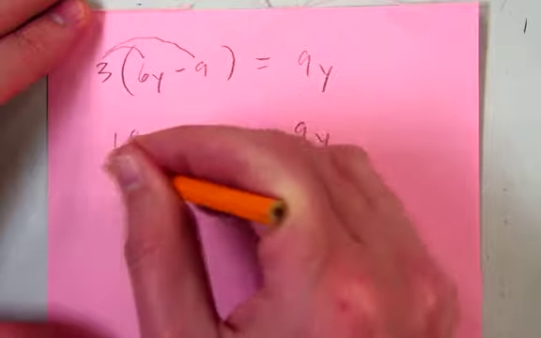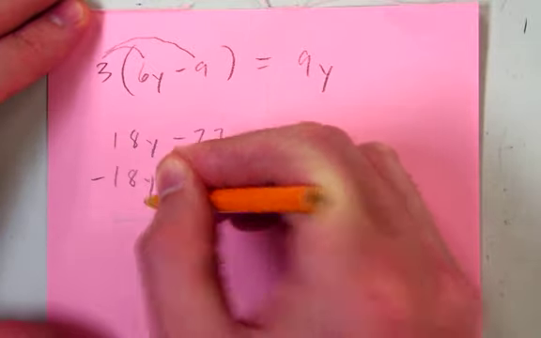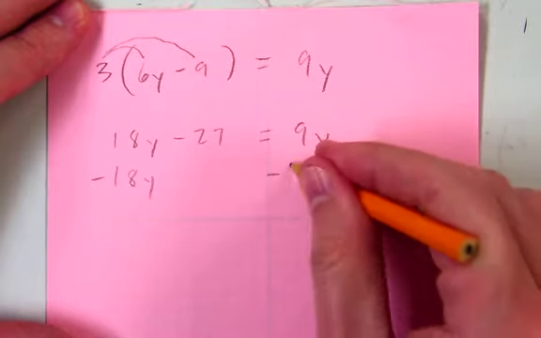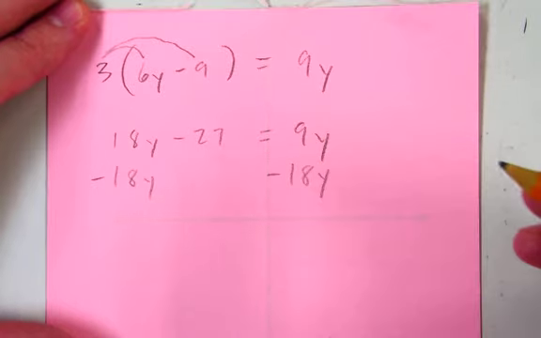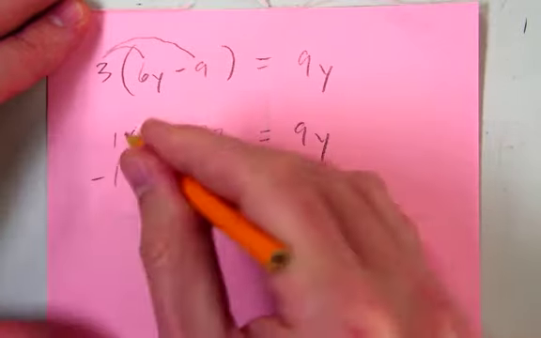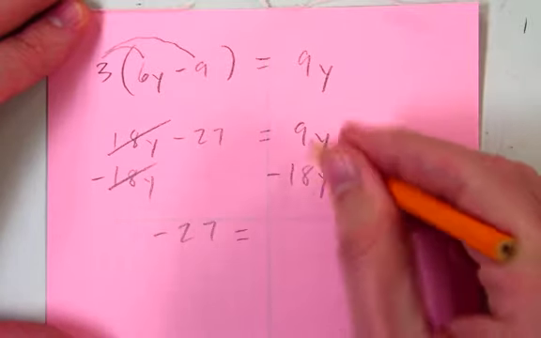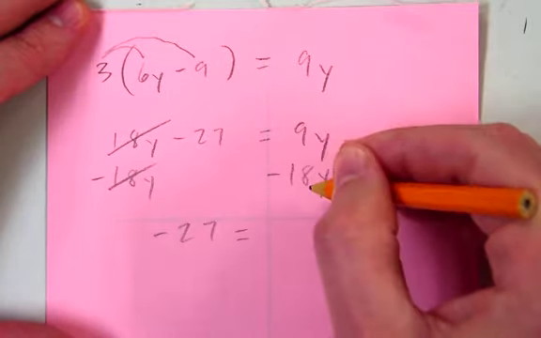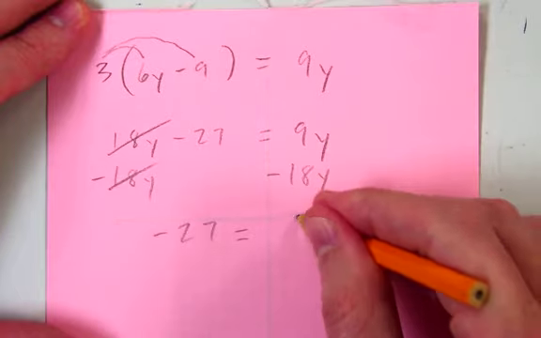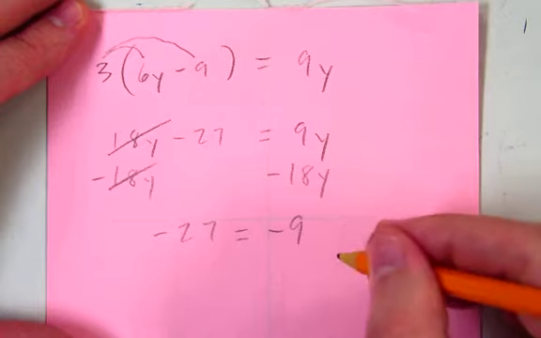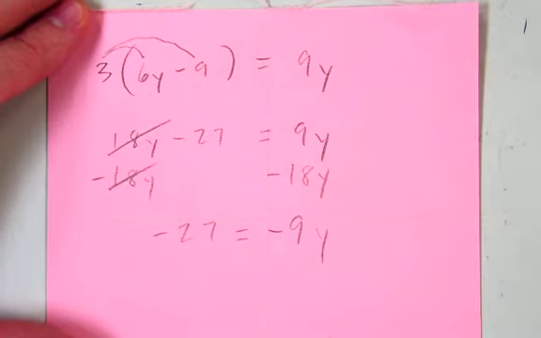To get rid of this 18y, I'm going to subtract 18y because 18y minus 18y is equal to 0. If I do it to one side, I've got to do it to the other side as well. Okay, that'll get rid of those. Okay, and then we can put these together. So 9 minus 18, my signs are different. I'm going to subtract and get 9 and then take the sign of the bigger one. 18 is bigger and 18 is negative, so my answer is going to be negative.